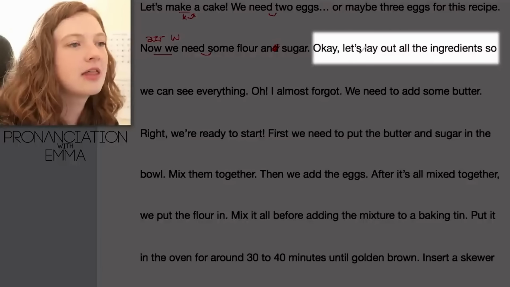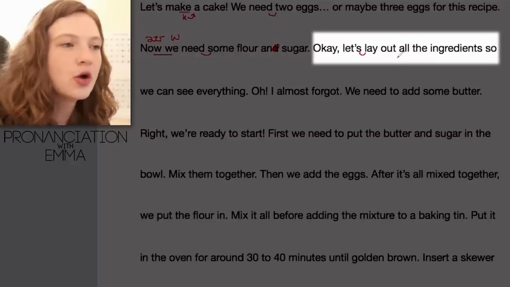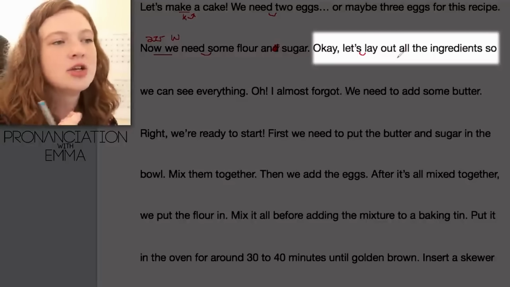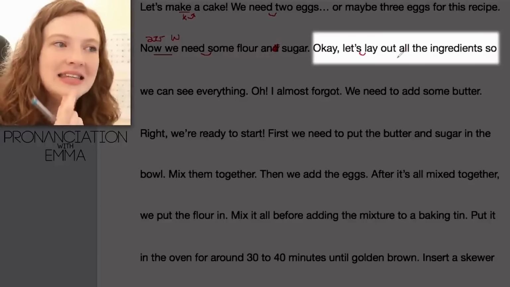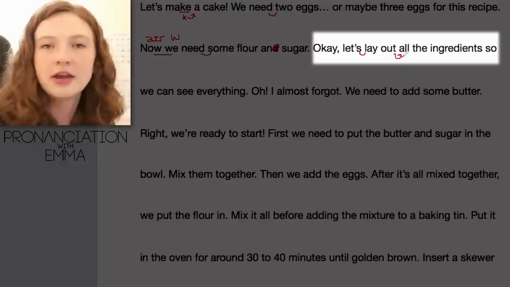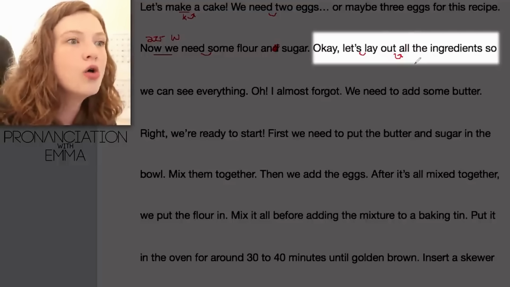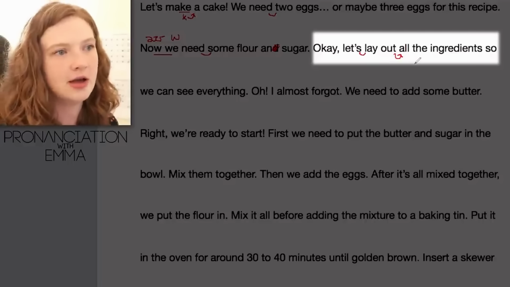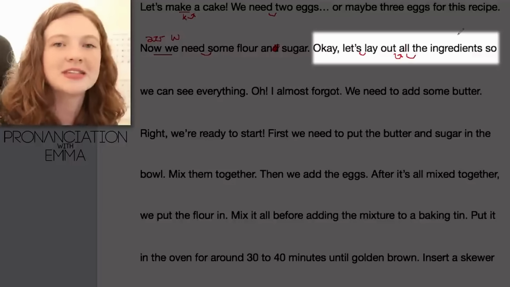So these two come together as well because they're pronounced in a similar part of the mouth. We're using the alveolar area, the alveolar ridge. So let's lay out. So here as well, lay out all the ingredients. I'm moving the ta over to the next word because it starts with a vowel. All the ingredients.